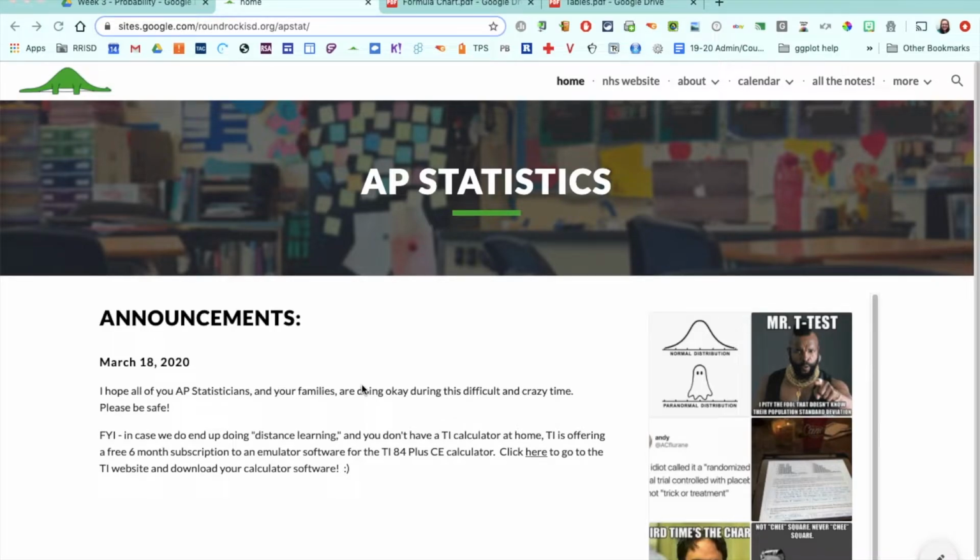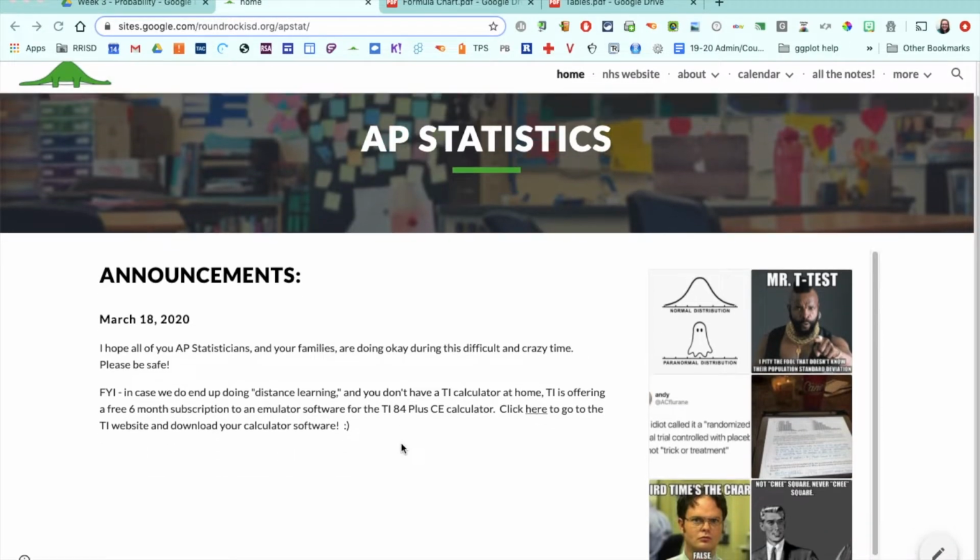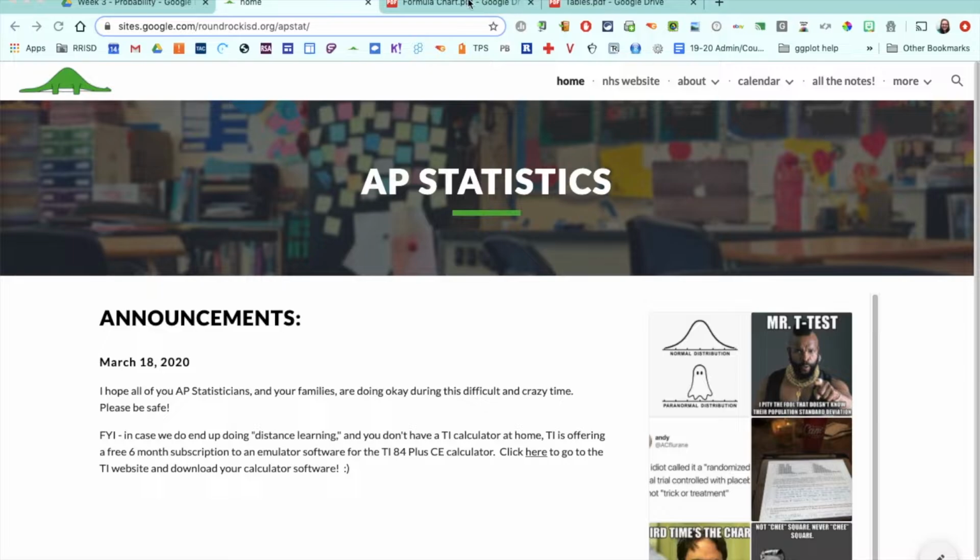Hey, so I'm about to go over the classwork, but I first wanted to remind you that you do have access to the formula chart and the tables that you'll need. This will be important not only for this assignment today or this classwork this week, but also for your AP exam. You're going to want to have access to those.